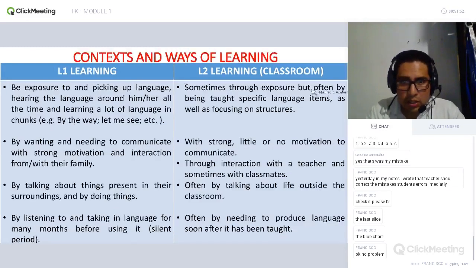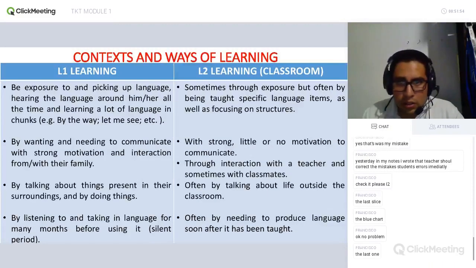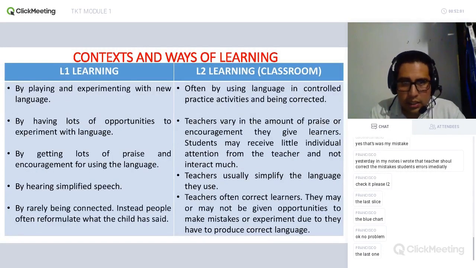Here it is. Okay, here it says something about correct. Like here, teachers often correct learners. They might or may not give opportunities to make mistakes or experiment. And this is the last one, Francisco.